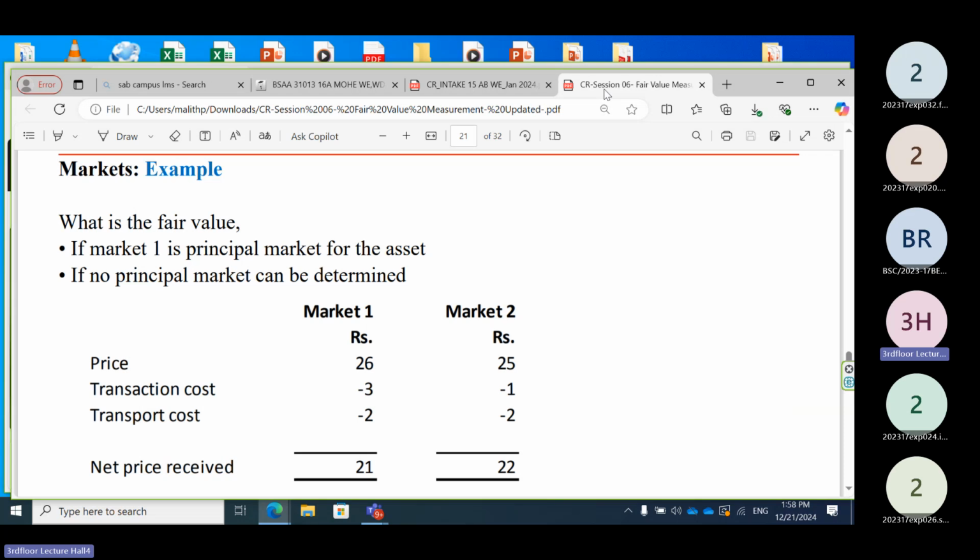Here, the question clearly says you have market values. So now you have market. Now you have two questions. Is there a principal market? Or if not, you have to go to the most advantageous market.